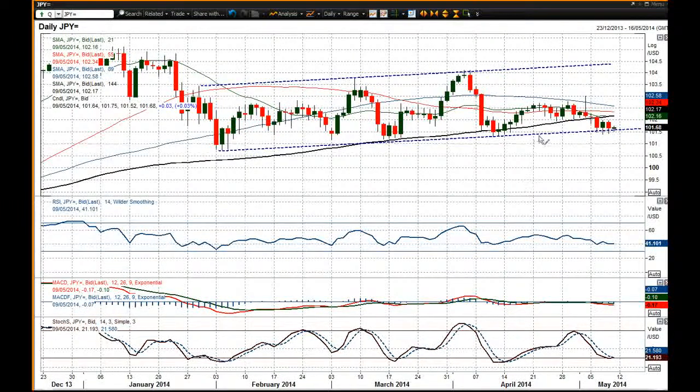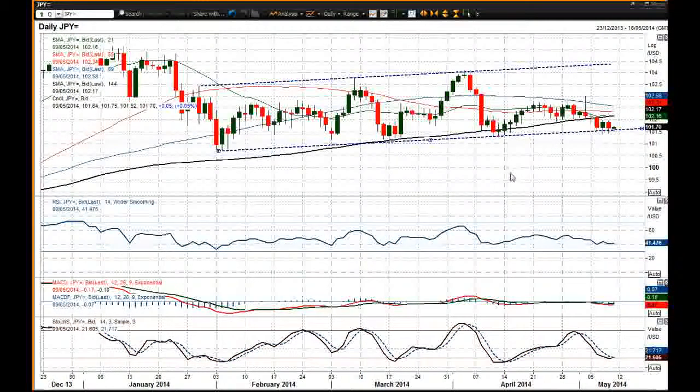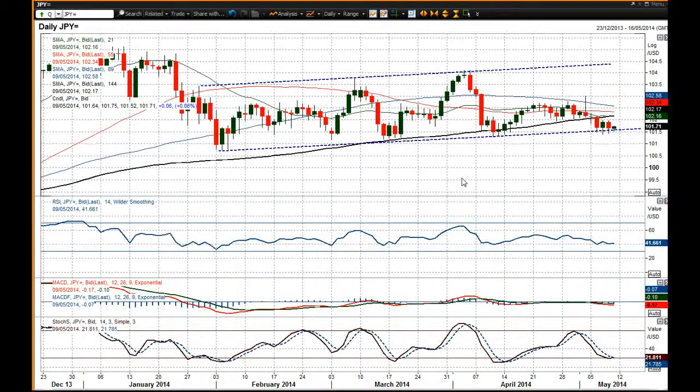And that uptrend is where we're looking at in terms of support. That currently comes in on the uptrend at 101.58. So that is the focus we need to be looking at now. Will this uptrend break down?